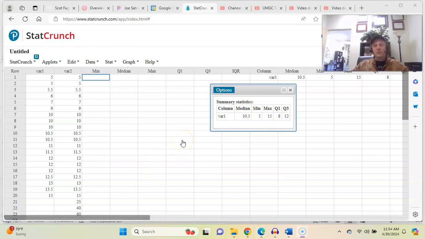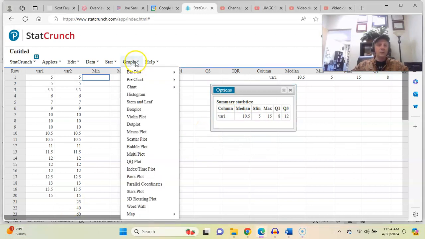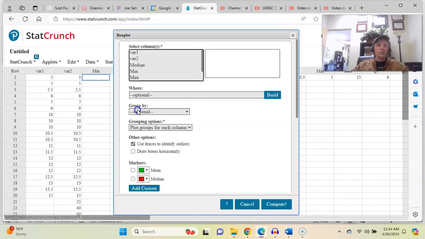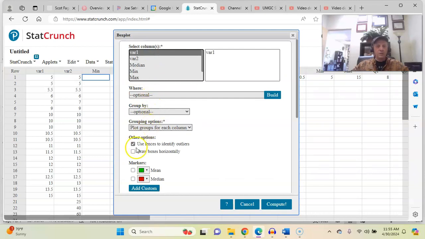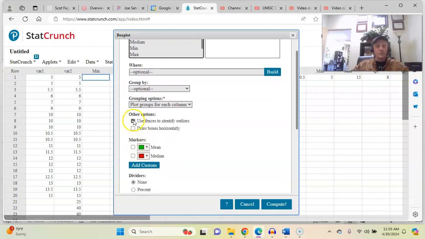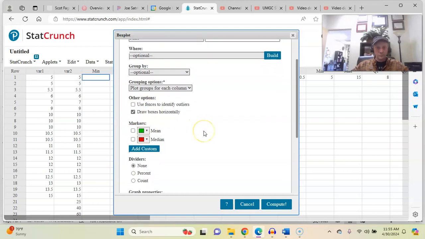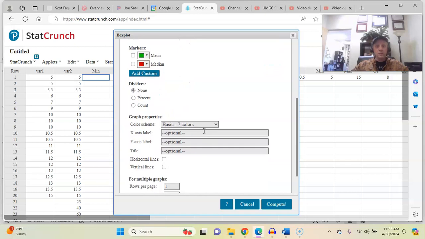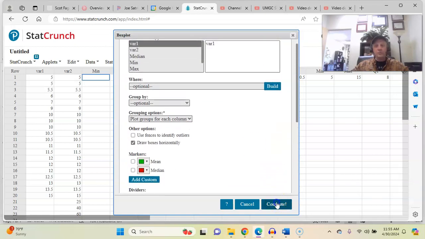We can also very easily generate a nice visual of these numbers. It's called the box and whisker plot. And we can do that by going to Graph, Boxplot, it's called on StatCrunch. And again, I'll just select variable 1 for now. It gives us a couple of options. I prefer to uncheck this one and check this one. And then I guess you can choose colors and all that good stuff. But for now, let's just compute it.